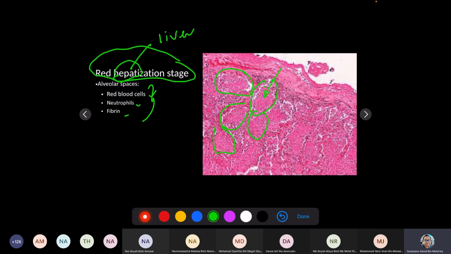and that is why the lungs become a bit firmer and look like a liver. So this is why we call it the red hepatization stage. And the red is also roughly the color of the lungs, which appear a little bit reddish in color.